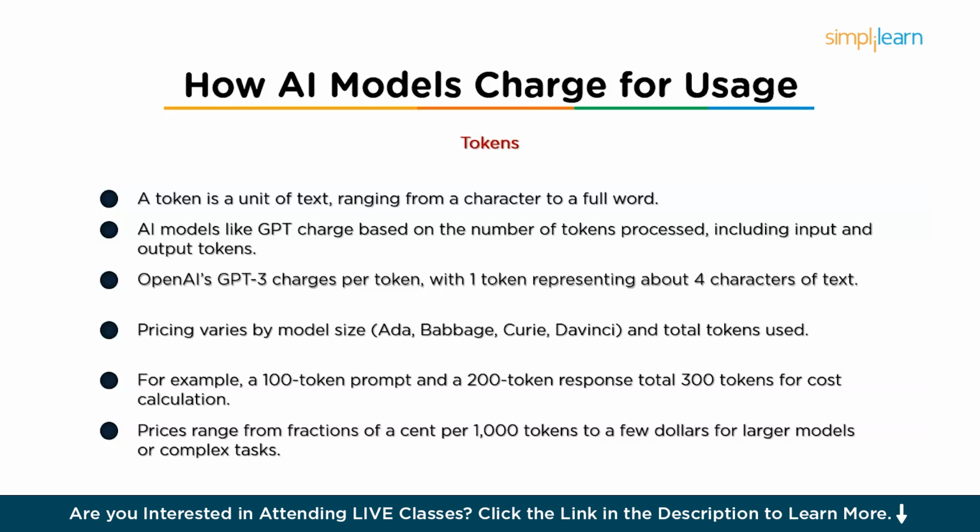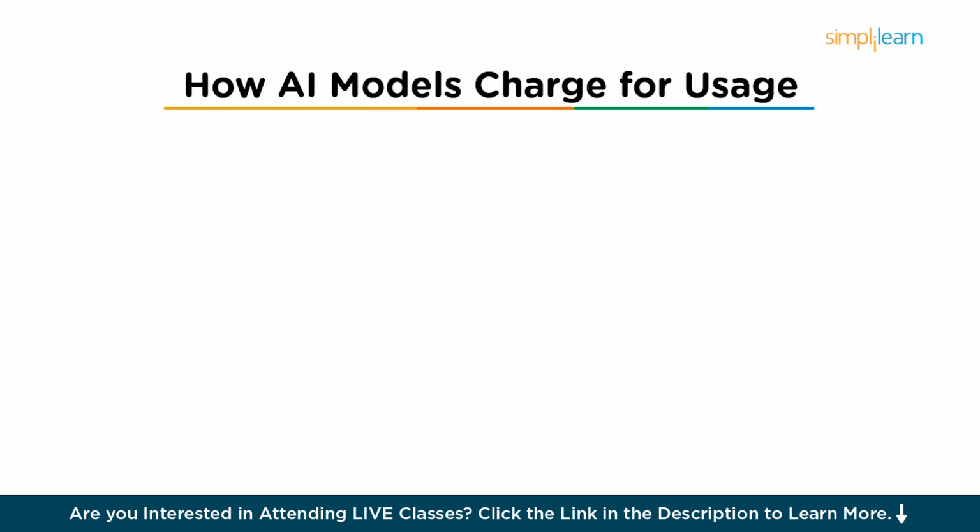So pricing varies depending on the model size, for example Ada, Babbage, Curie, DaVinci for OpenAI's models, and the total number of tokens used per interaction. So let's say, for example, if you send a prompt with 100 tokens and receive a response that generates 200 tokens, the total cost is based on 100 input tokens plus 200 output tokens, which is 300 tokens. So prices can range from fractions of a cent per 1,000 tokens to a few dollars for larger models or complex tasks.